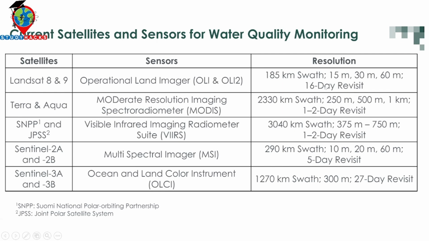And you can see the resolution about that. Also you can see their revisit day. Suppose Landsat has a 16-day revisit, and Terra and Aqua we can get a 1 to 2 day revisit. For Sentinel we can get a 5 day revisit. Revisit means that when you want to make the temporal chart, we can get data at every 5 days interval. Suppose I get the first data on 1st January, and the second data I get on 6th January. So it's a revisit; we get the same location.